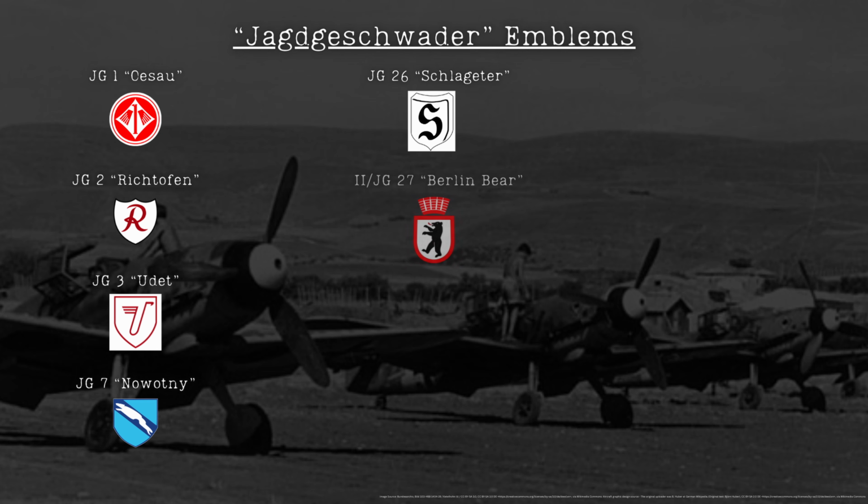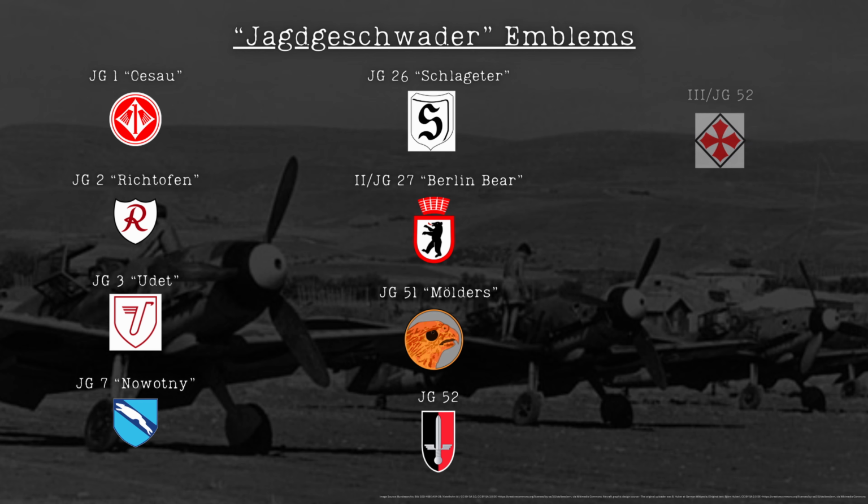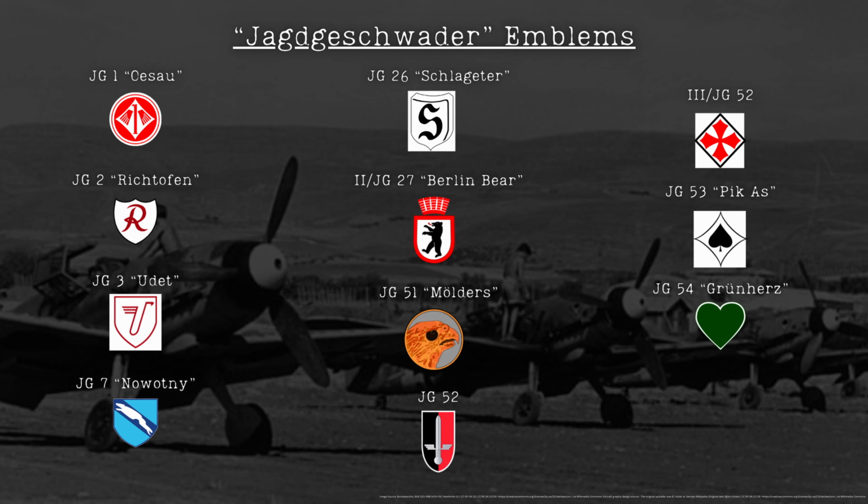The second Gruppe of JG-27's Berlin Bear, referencing the Berlin coat of arms and the adopted parent city of the unit. JG-51 Mölders, after 115 victory ace and Inspector of Fighters Werner Mölders, late commander of the unit. The Winged Sword of JG-52. The Red Cross of 3rd Gruppe, JG-52. JG-53 Pik As, the Ace of Spades. JG-54 Grünherz, referring to the Green Heart of Thuringia, a state in central Germany. And JG-77 Herz As, the Ace of Hearts.